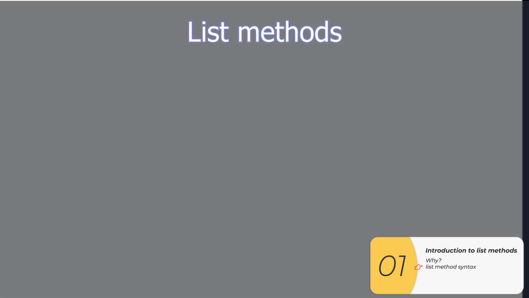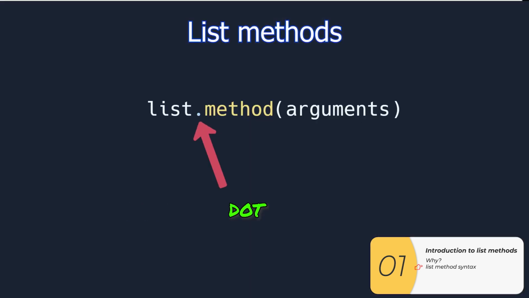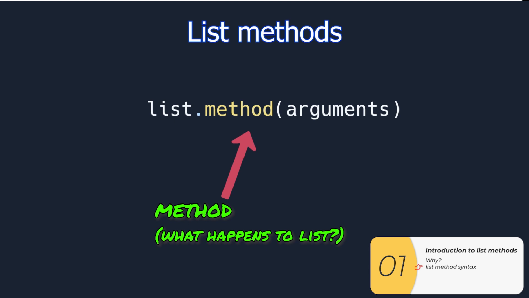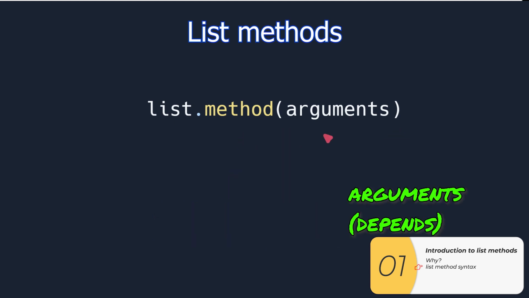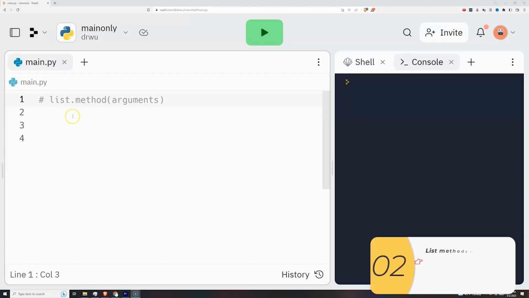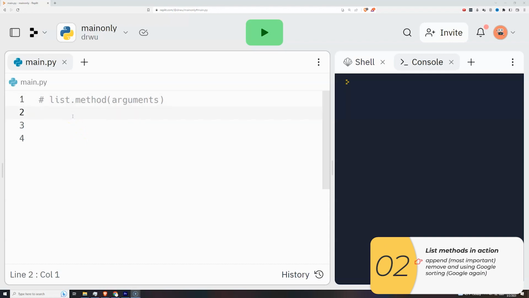So here's the syntax or the formula. We start with the list, the dot, and the method. And the method is what's happening to the list. Then we have the parentheses and then arguments if they exist. So this is going to be a little bit easier to see once we look at it in action. I'm going to make a list of numbers. Then I'll print them out.